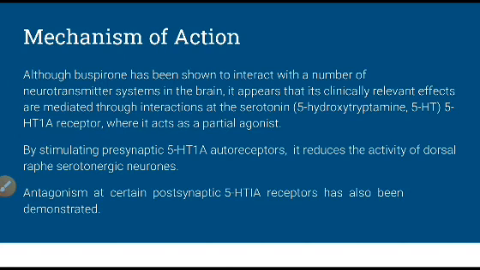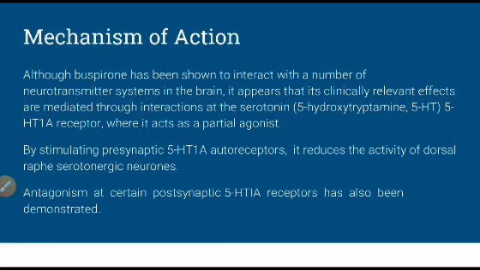Already you know very well that whenever autoreceptors get activated, they reduce the release, and because of that the concentration of neurotransmitter at the synaptic cleft reduces and some kind of antagonism effect will be produced. Antagonism at certain postsynaptic 5-HT1A receptors has also been demonstrated.